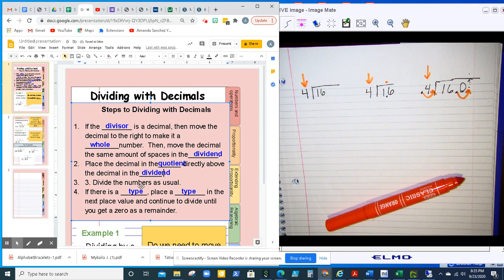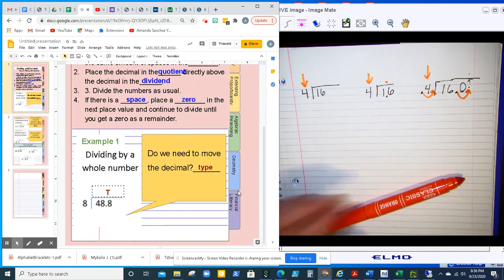You divide like normal. If there is a space or a gap, place a 0 in the next place value and continue to divide until you get a 0 as a remainder.